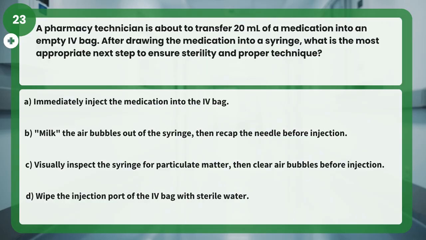A. Immediately inject the medication into the IV bag. B. Milk the air bubbles out of the syringe, then recap the needle before injection. C. Visually inspect the syringe for particulate matter, then clear air bubbles before injection. D. Wipe the injection port of the IV bag with sterile water.